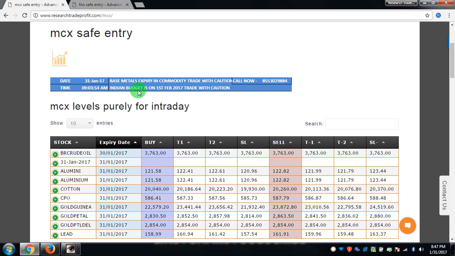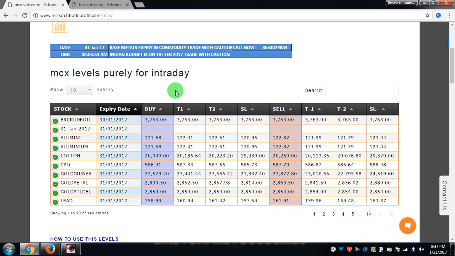And this is the news for tomorrow. Indian budget is on 1st February, so that is tomorrow we have a budget. So market will be more volatile. So it's just a caution for our traders.